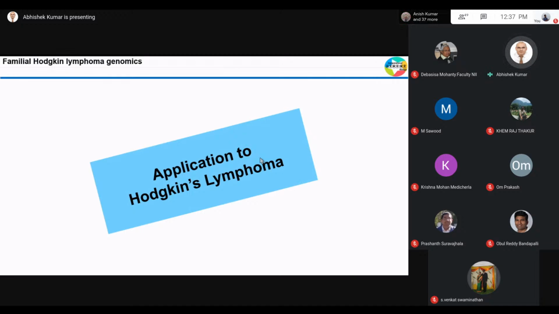Okay, so once this pipeline was generated for the normal purpose, we had analyzed different cancer families, say about 100 families, 400 members, and about 50 to 60 new cancer mutations. And Hodgkin's lymphoma is one of the cases we applied it to.